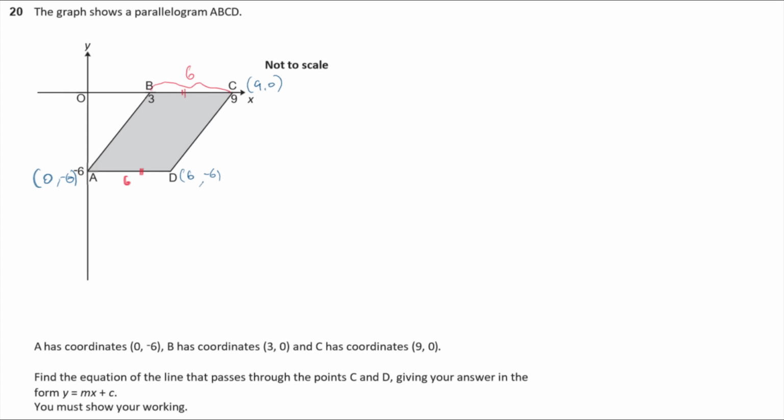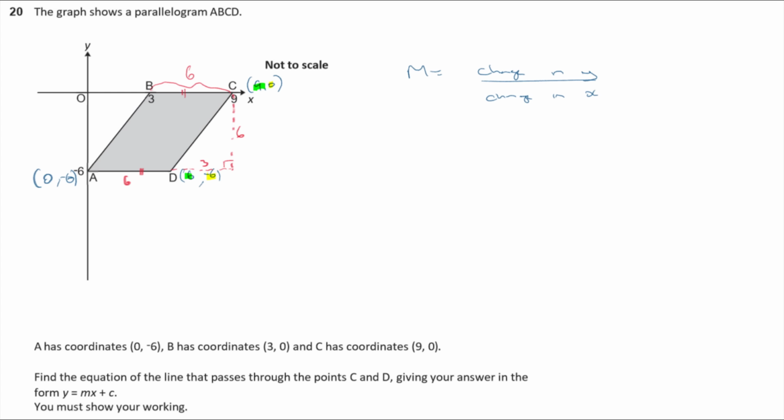So now I know two coordinates on my line, I can work out the gradient. Gradient m is change in y divided by change in x. If I imagine a little triangle between D and C, how far is it upwards in the direction of y? The y coordinate up here is 0 and the y coordinate down here is minus 6, so the difference between them is 6. In the change in x direction, I've got 9 and 6, which have a difference of 3.